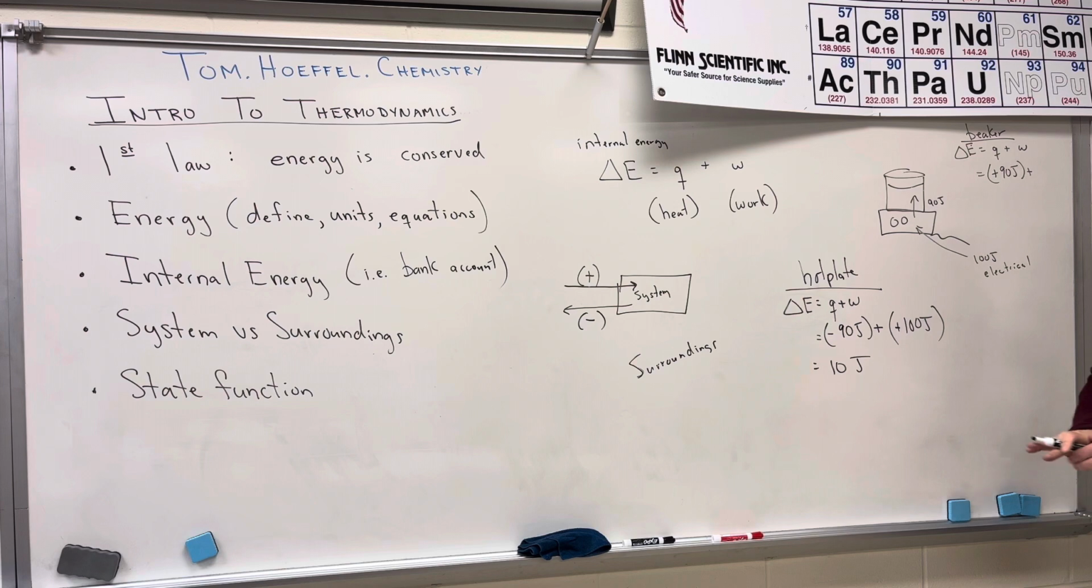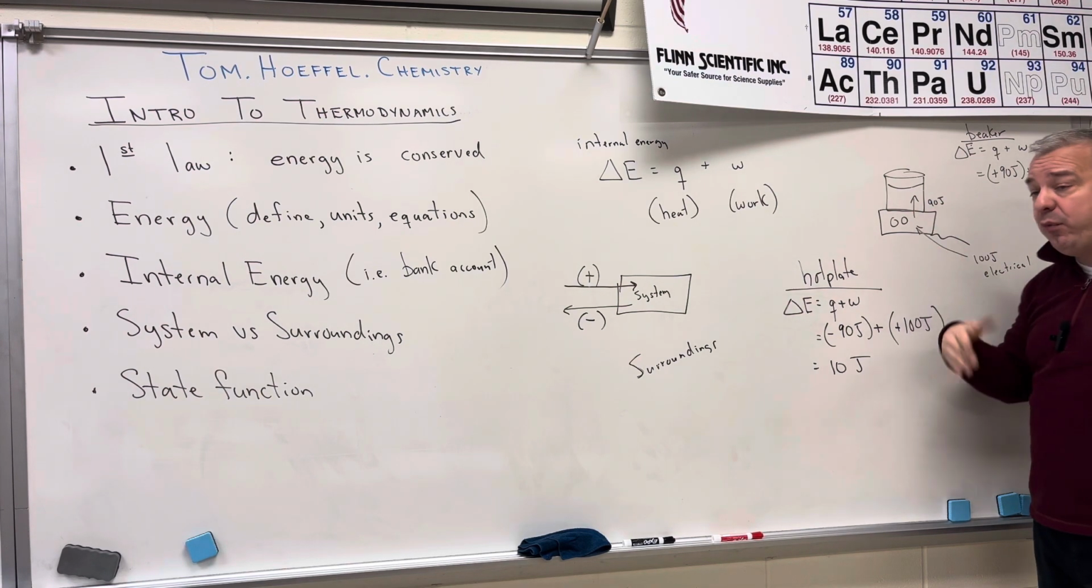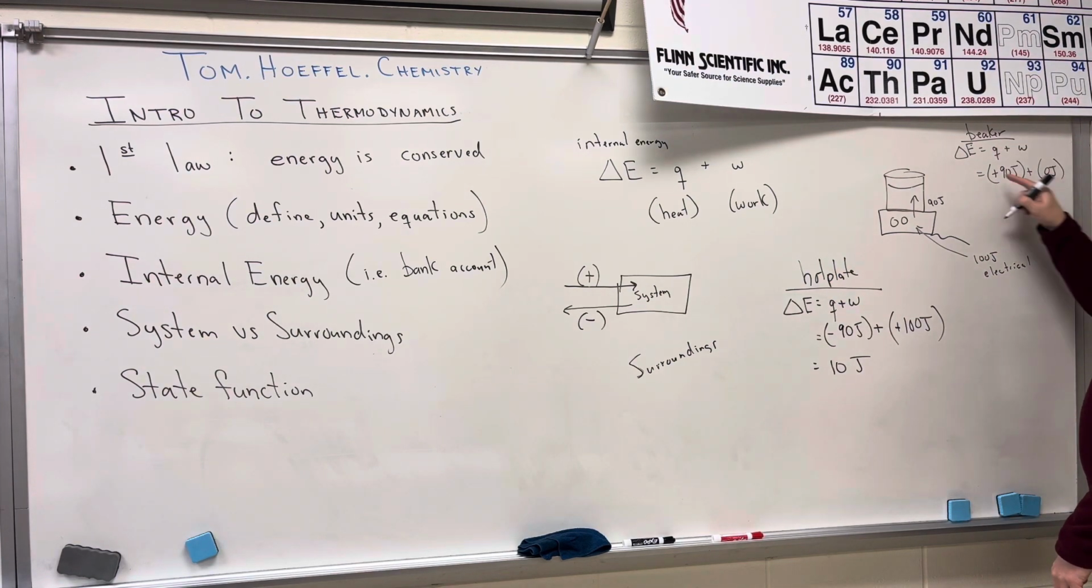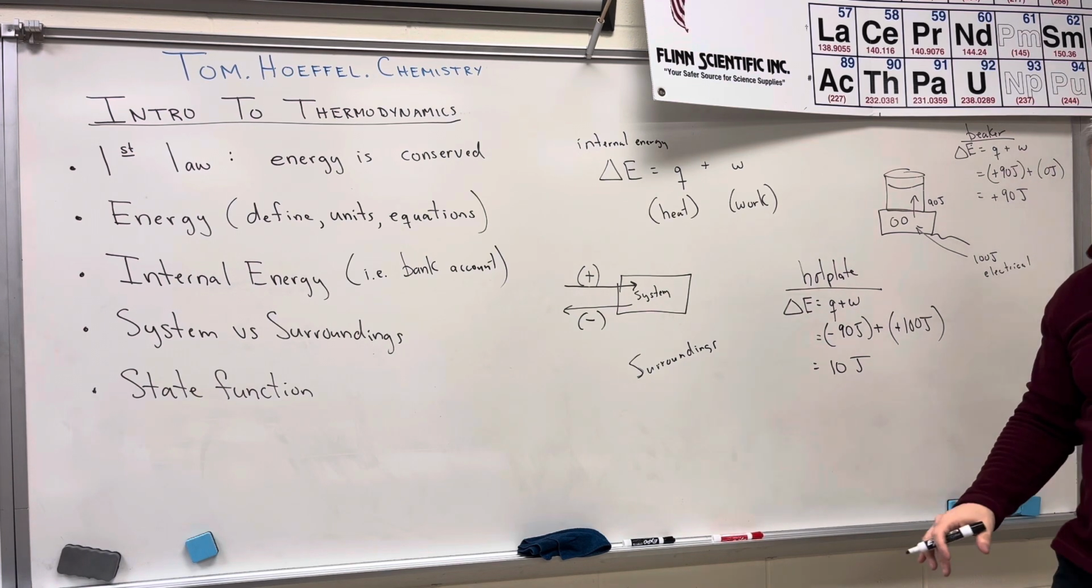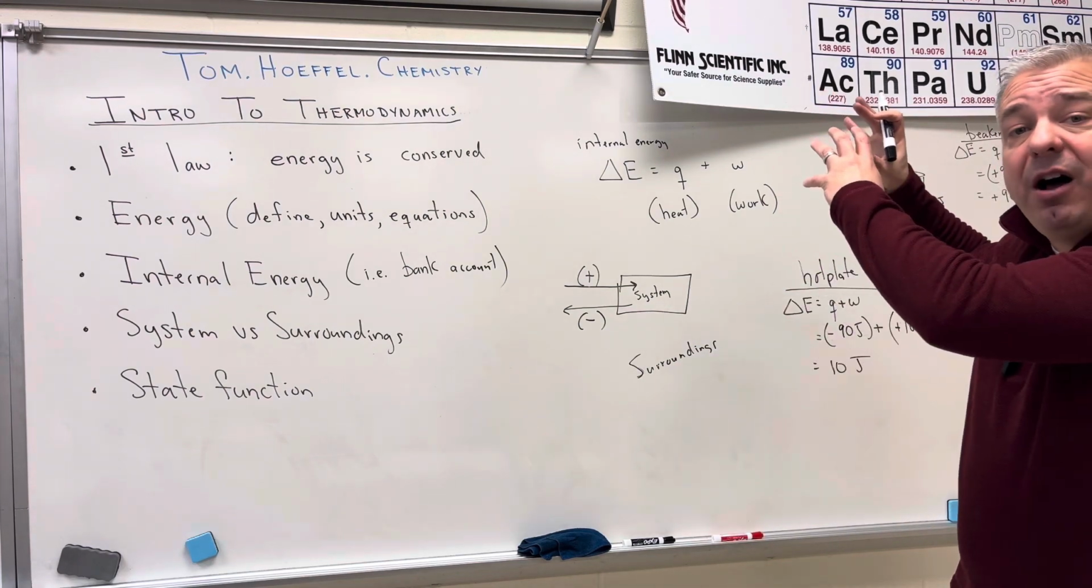Now, there's nothing talking about work being done on the beaker or the beaker of water doing any work. So that's going to be 0 joules. So the change in the internal energy for the beaker is going to be a positive 90 joules. That's kind of what's happening with the beaker of water system.